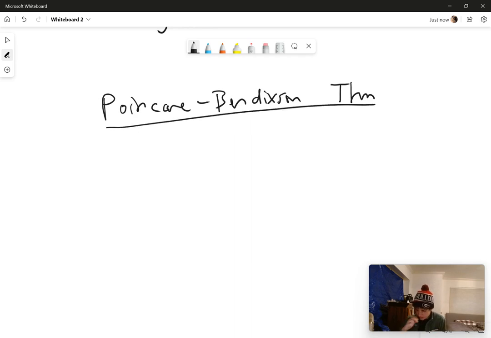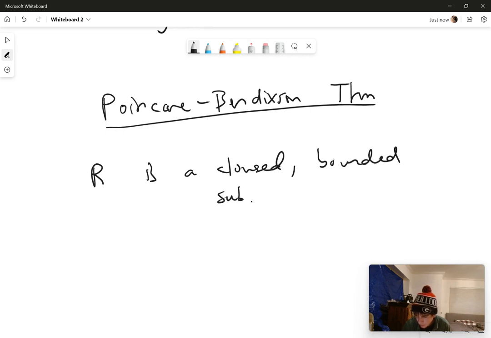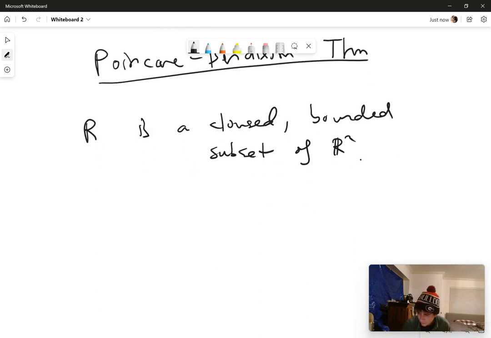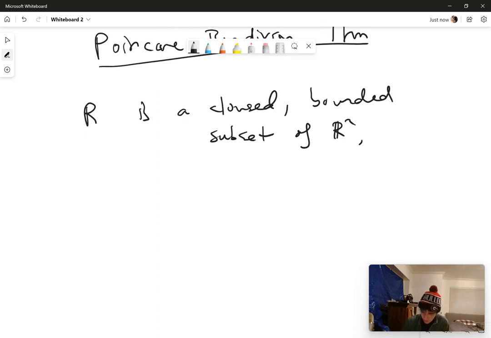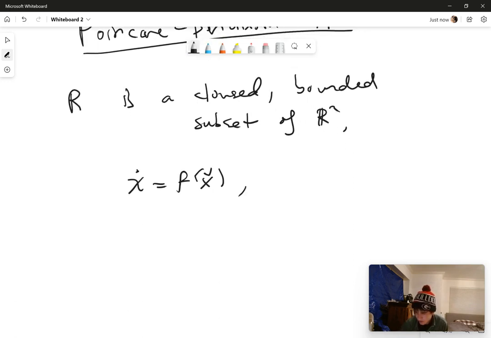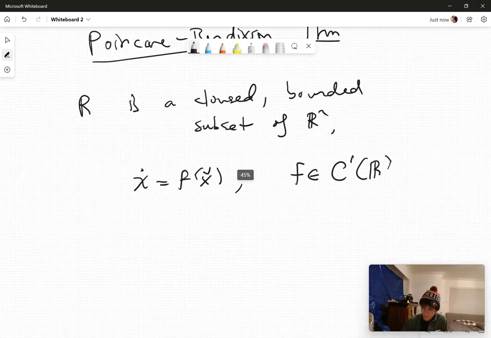Okay, so it basically states that if we have R, a closed, bounded subset of the plane, and x dot equals f of x is a continuously differentiable vector field on an open set containing R. So I'm just going to say f is within C1 of R, R2, I should say.